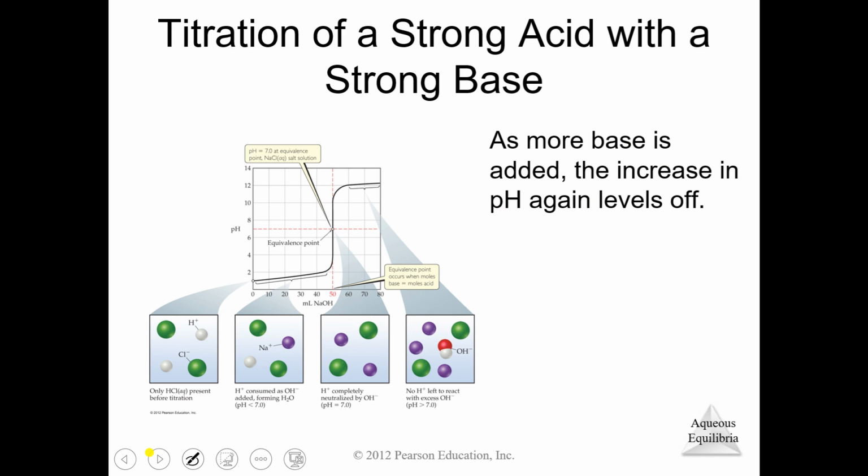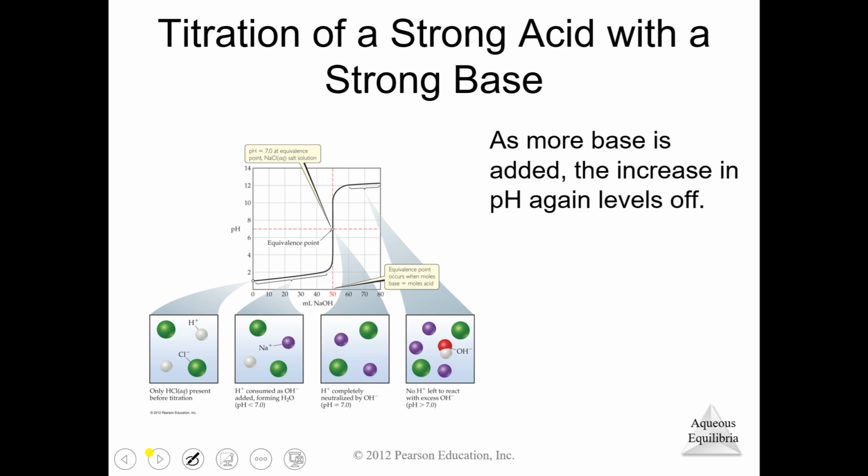As we increase more base, you guys saw me do this if you were in my Tuesday lab. If not, you did it yourself in your Thursday lab. As you added more base, there was no more acid to react with the base. There were no more hydrogen ions to react with the hydroxide in the base. Therefore, more hydroxide ions stayed in solution. So the pH rose in rapid succession.